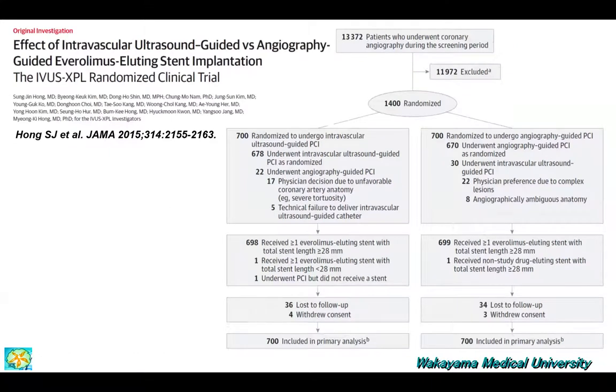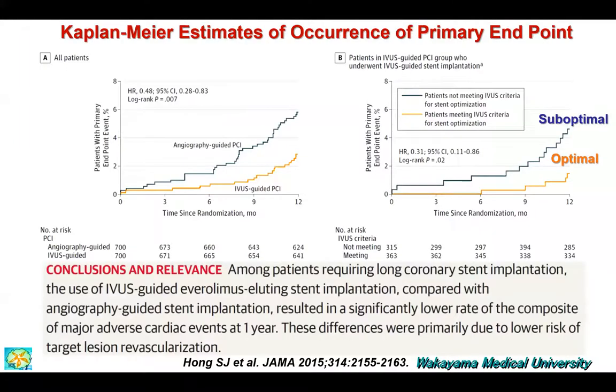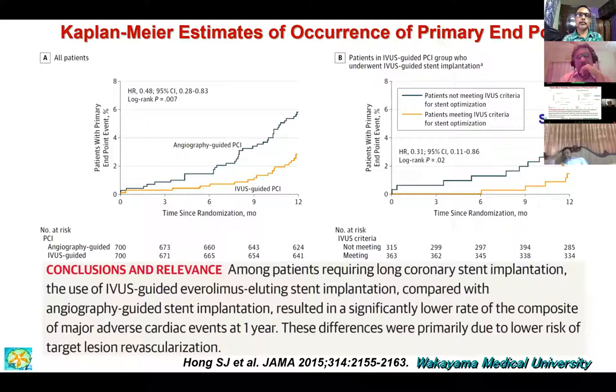This is data from the IVUS-XPL randomized clinical trial, written in 2015. They randomized IVUS guided and angio guided, and finally followed 700 and 700 patients as shown in this slide. They demonstrate that IVUS-guided PCI is better than angio guided, with significantly lower events. And within the IVUS-guided group, when they compared optimal and suboptimal results, the optimal result demonstrated a wonderful outcome compared with the suboptimal result. So I would like to say, even if you use imaging, if the result is not optimal, the prognosis is not so good. So it is very important to optimize the stent.